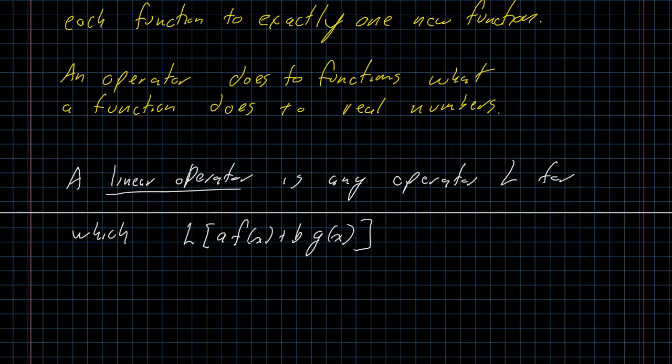are the linear operators. A linear operator is any operator L for which, if we act that operator on a linear combination, a times f of x plus b times g of x, we get a times that operator acting on f of x plus b times that operator acting on g of x.